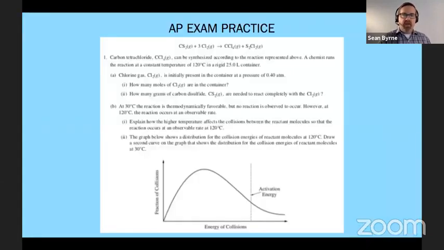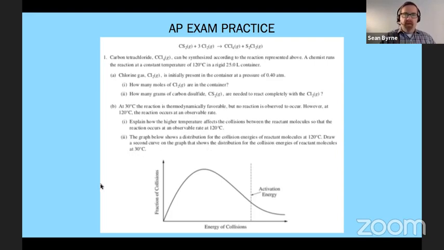Practice problems. This is right off of an AP test. So take a screenshot of this, because it is multiple steps where we're looking at carbon tetrachloride. This graph should look familiar to you, a Maxwell-Boltzmann diagram, based on what we've looked at before. The question is asking you to draw a second curve on the graph for the temperature if the collisions happen at 30 degrees Celsius.